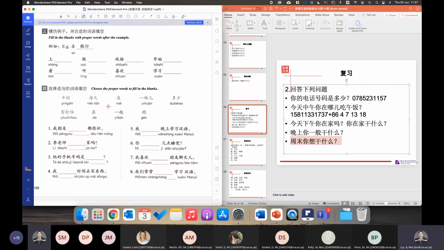每天 means every day. 每 ... Not. Negative, same as 不 but not interchangeable with 不. 一块儿 means together. 多少 means how much or how many? It is a question pronoun, and there's only one question within these 8 sentences, so be aware.